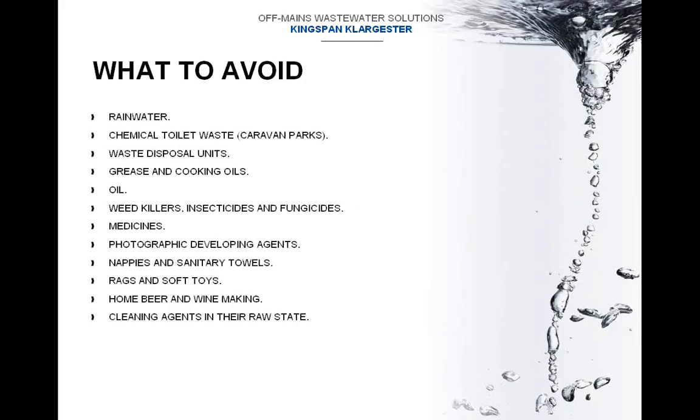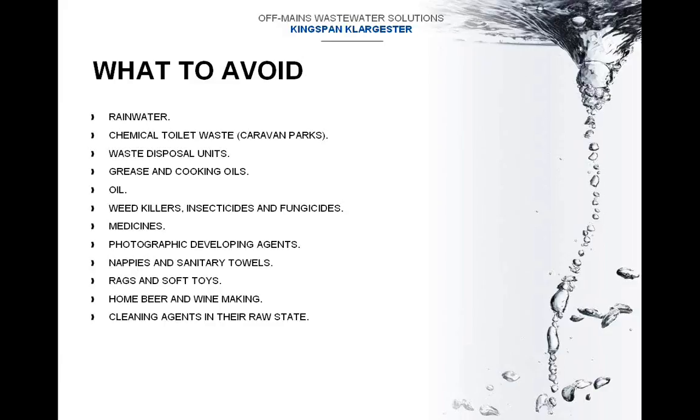What to avoid with a sewage treatment plant? Firstly, rainwater must not enter the system. This tends to cause turbulence in the primary settlement tanks and can wash bacteria off the discs or media areas. Chemical toilet waste must not be used. These generally do exactly the opposite to what you're trying to achieve in the plant, which is growing bacteria.